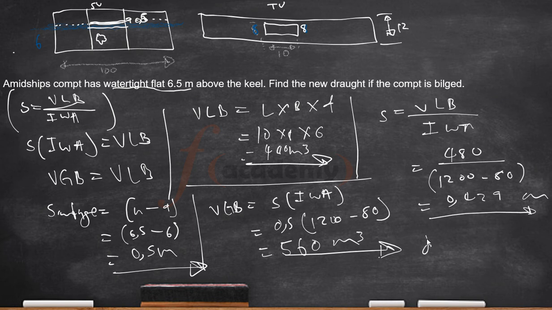To get our new draft, it's going to be the initial draft, which was 6, plus what? The sinkage. Our sinkage is 0.429. If you work that out on your calculator, you're going to have your new final draft of 6.429. So we are not going to sink till our watertight flat. We are going to sink close enough to it.